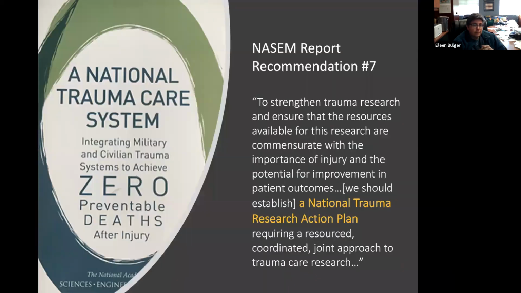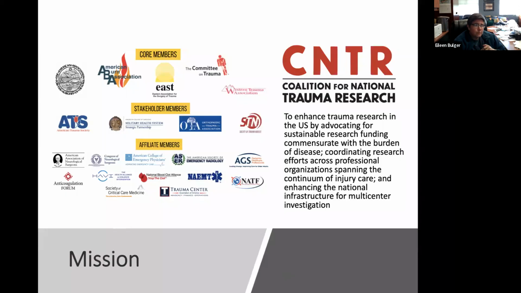So that's the goal for this session. By way of background, this project came out of the 2016 NASEM report. You recall that report really looked at the strengths and weaknesses of our national approach to trauma care, and specifically called for a national trauma system. And one of the key recommendations in that report was that we develop a national trauma research action plan. So we took that to heart and submitted a grant to the DoD for this project that we're going to describe.